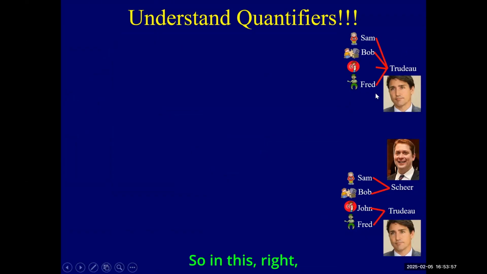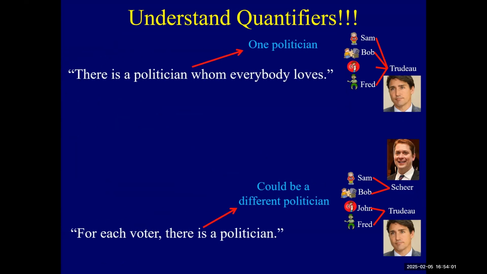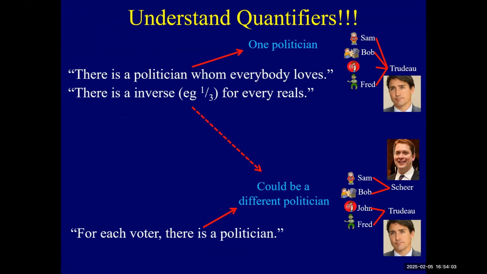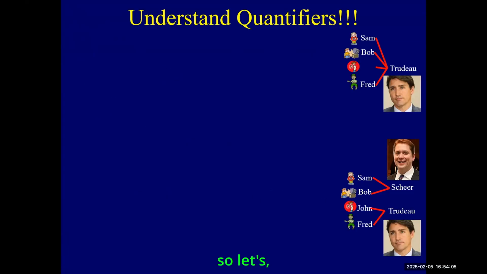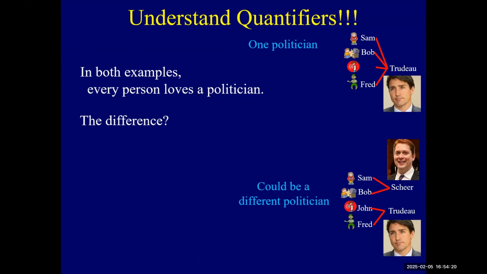So right here, we've got various examples. Oh, this is kind of funny. In all of these, every person loves some politician. But what's different is that in this one, they're all loving the same politician. This one was made in an earlier election. In this one, they could be different politicians.